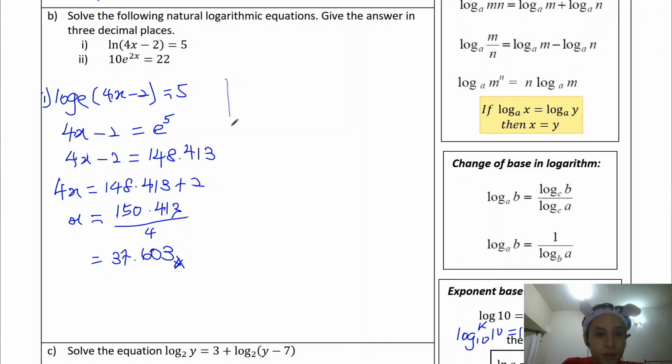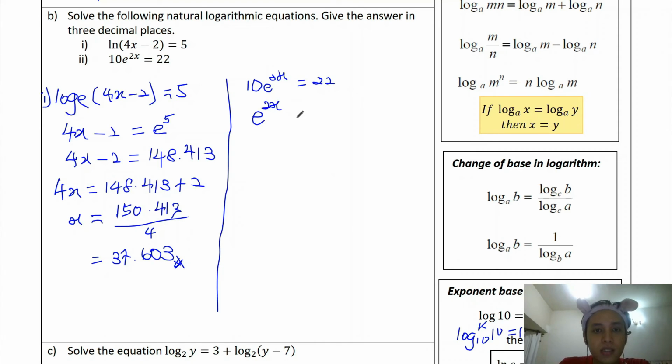Okay, now what about the second question? You have an unknown here, 2x. Alright, so this is 10e^2x. Of course, the first thing you do is shift the number to the other side. So it's divide. So e^2x equals 2.2, because you divide by 10. Now, how can we bring the x down?